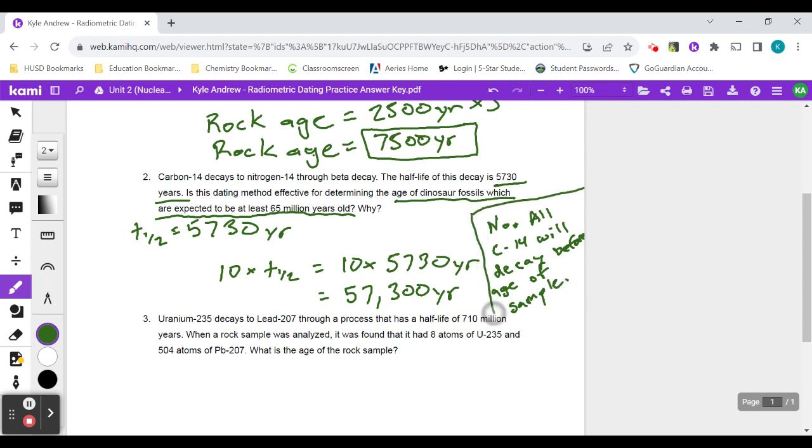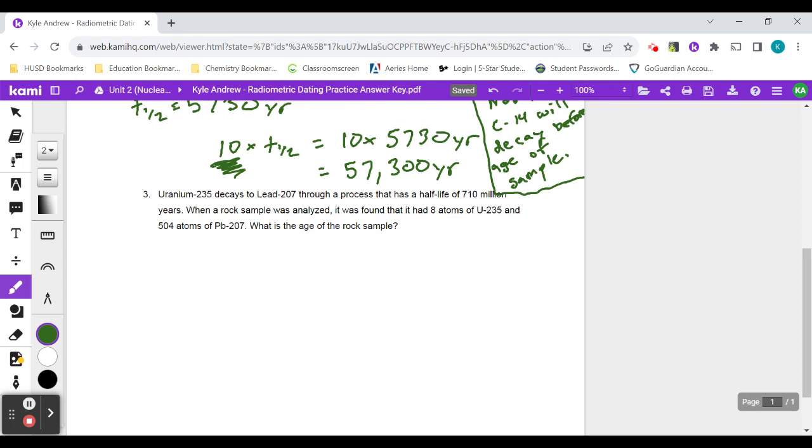Okay. So basically, if you had a dinosaur fossil and you tried to do carbon-14 testing on it, you would find that there would be almost no carbon-14 in there. And the reason is it's just too old. By now, all the carbon-14 in the sample has been converted to nitrogen-14. And so as a result, it's not an effective testing method for it. Again, it only works for 10 half-lives.